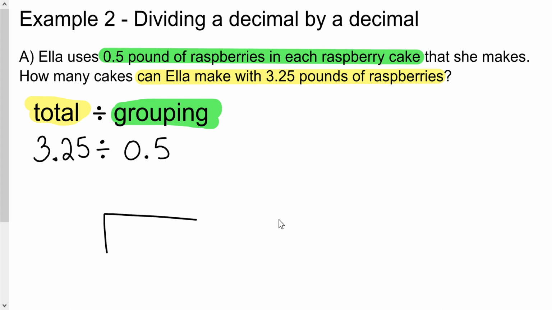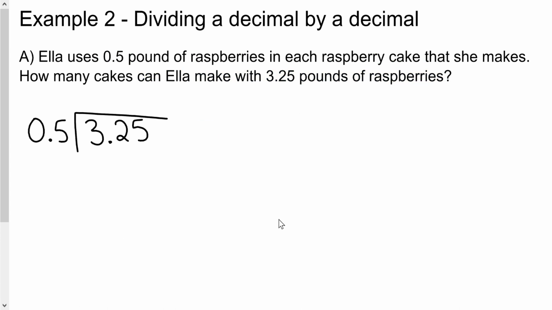So let's put this into our division box here. 3.25 is the total. That goes inside. That's our dividend. 0.5 is our grouping number, so that's our divisor. That goes on the outside. And let's pull that up and take a look at it.